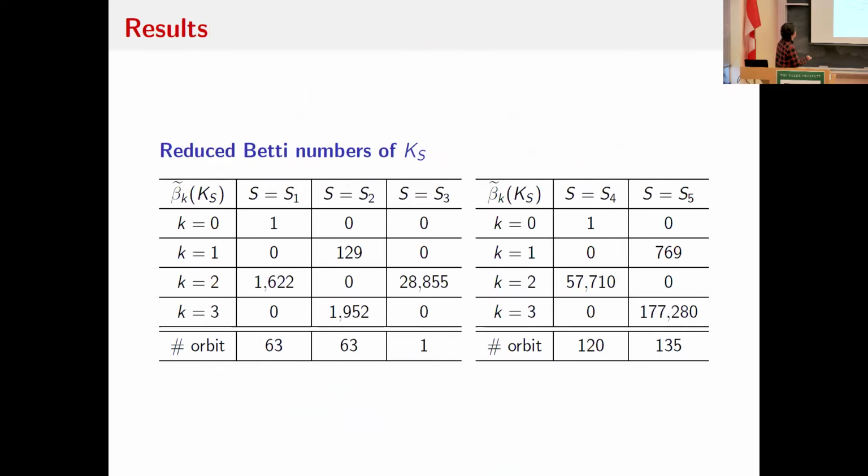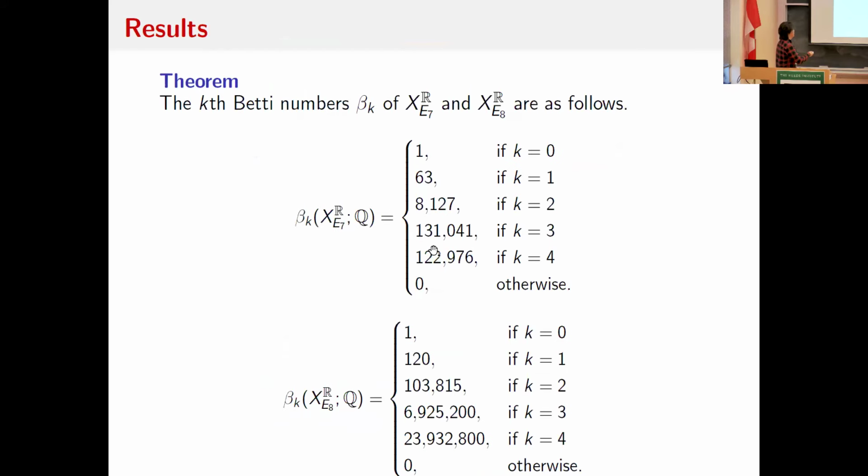And so this is the result from the KS hat. So we can finally compute the reduced Betti numbers for each orbit, and here the number of orbits. So we obtain the final result by multiplying the number of orbits and the results. So here this is the real toric variety. This is the rational Betti number of the real toric variety associated with the Weyl group of type E7, and here is for type E8.